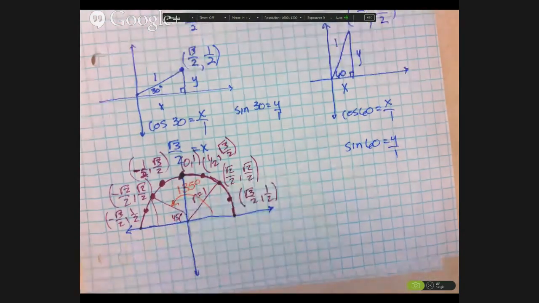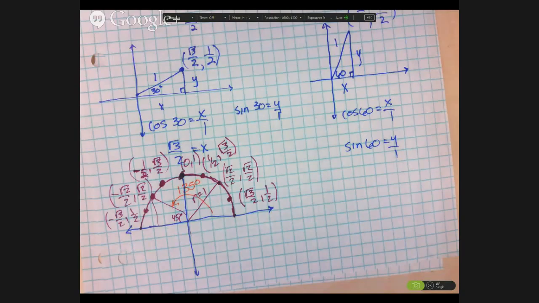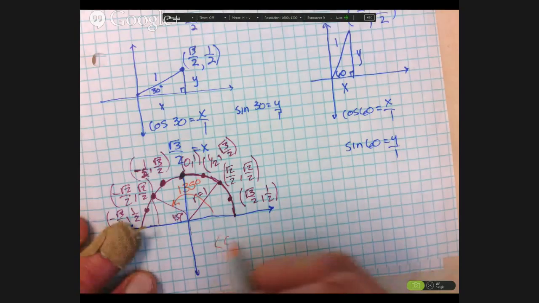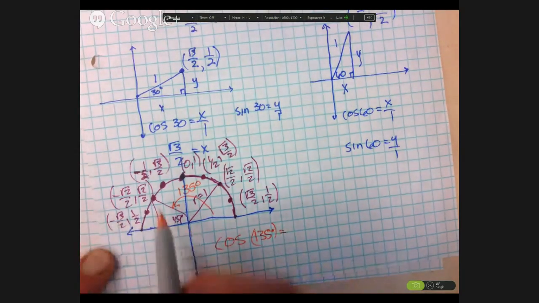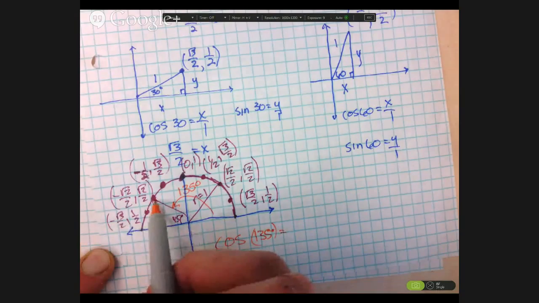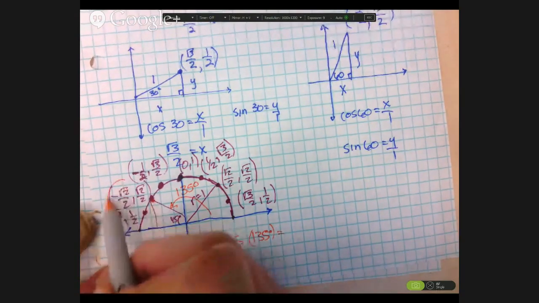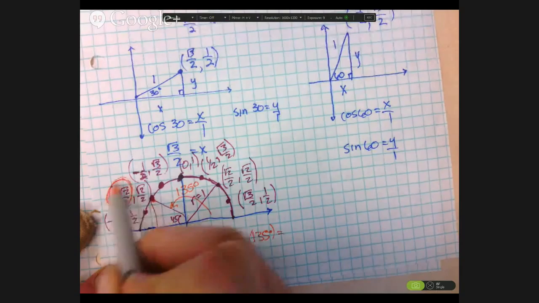All right, so that is 135. Here's where the unit circle becomes useful. That angle is 135, correct? 135 plus 45 is 180. Okay, what is the cosine of 135 degrees? Remember, it's the x value at that point. It's right there.